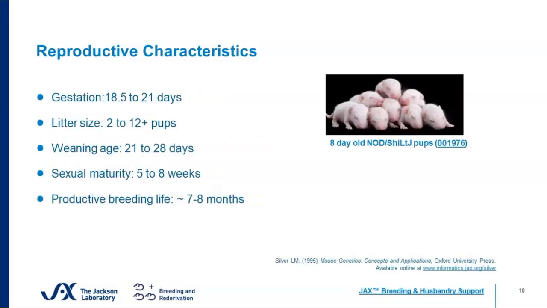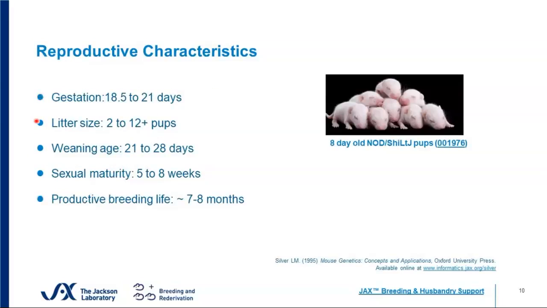So before I launch into that, I just want to review some of the basic reproductive characteristics of laboratory mice. Gestation in mice is about 18.5 to 21 days. There can be variation between different strains, such as C57 Black 6 tends to be about 18.5. Balb C is about 20 days. AJ is about 21.